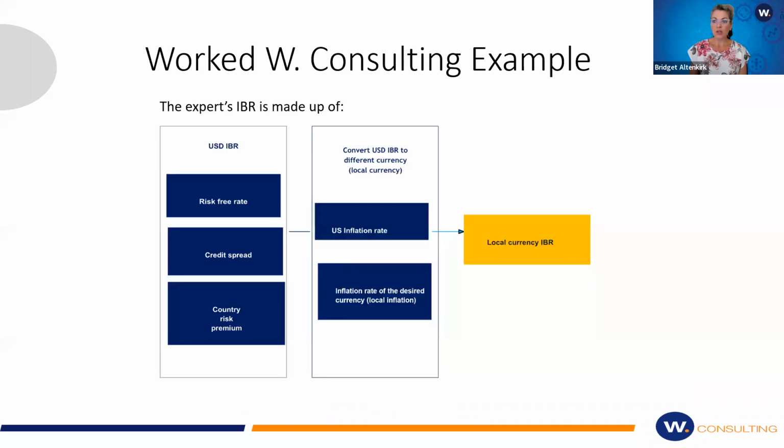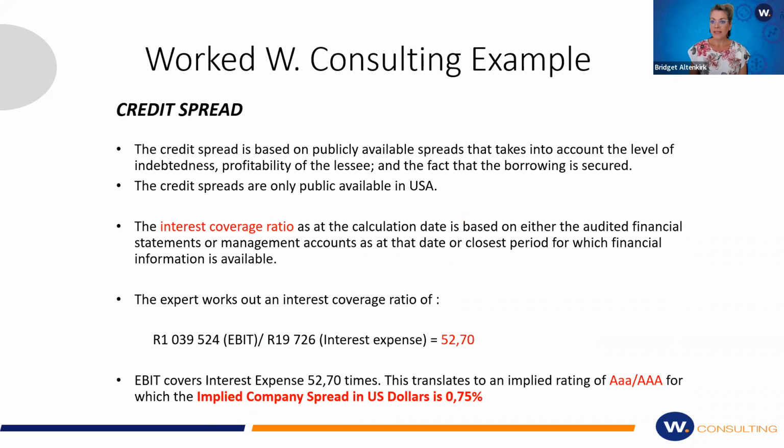We would start with the risk-free rate. We then need to make adjustments for credit spread and for country risk premium. And then we need to convert that rate into the local currency. So what is credit spread? Remember, I said you start with a benchmark rate, and then you make an adjustment for credit spread.